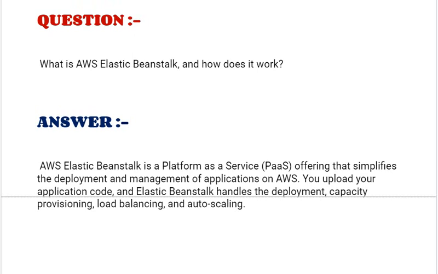Our next interview question is: what is AWS Elastic Beanstalk and how does it work? Your answer should be AWS Elastic Beanstalk is a platform as a service (PaaS) offering that simplifies the deployment and management of applications on AWS. You upload your application code and Elastic Beanstalk handles the deployment, capacity provisioning, load balancing, and auto scaling.